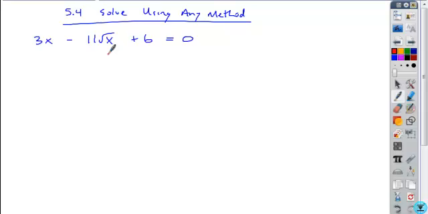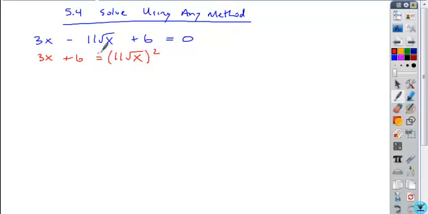Right, so some of you might see this and see a radical in here. And so the rules for radicals are to isolate your radical. To do that, I'm going to add 11 root x to both sides. Now, if I try to isolate completely and divide by 11, am I going to be left with a fraction? Yeah, so don't do that. It complicates things. Just leave it in the front here.